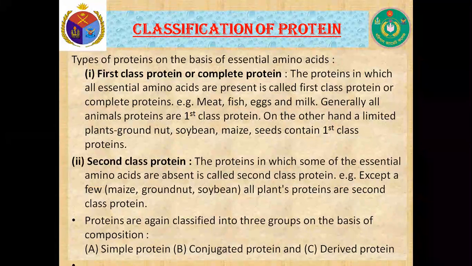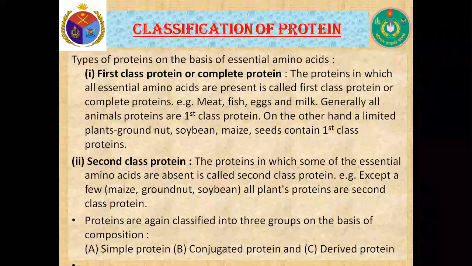Meat, fish, eggs, and milk. Generally, all animal proteins are first class protein. On the other hand, a limited group of plants like groundnut, soybean, maize, and seeds contain first class protein.